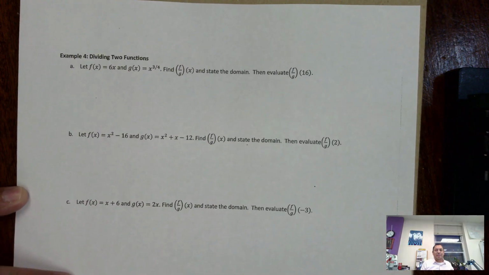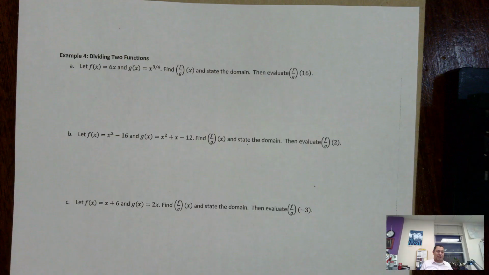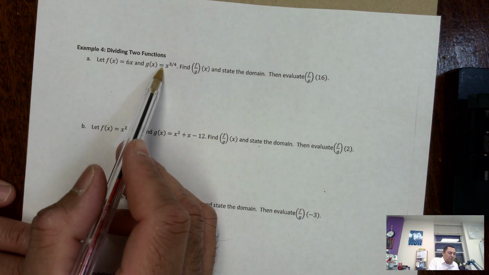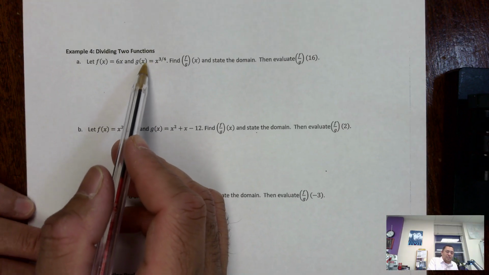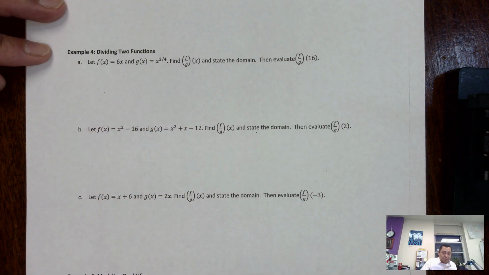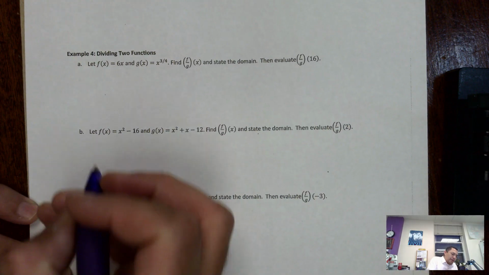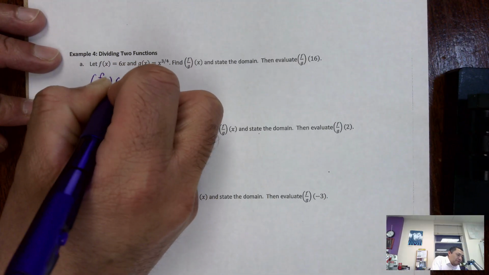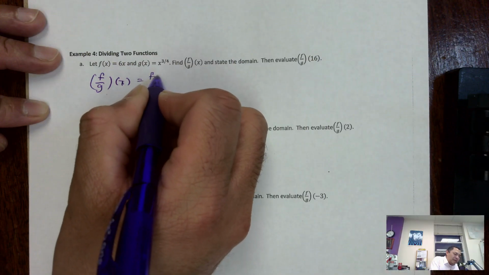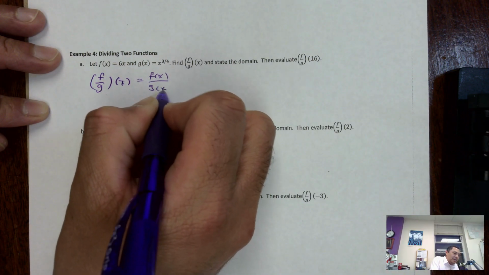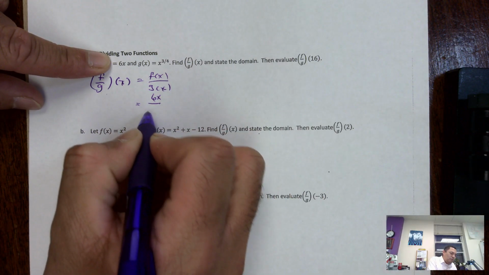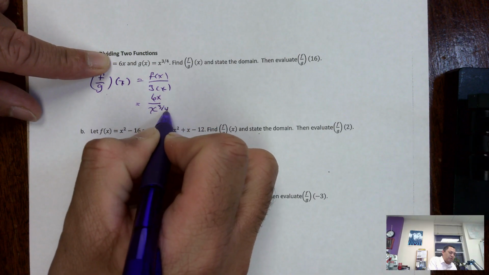Let's move on to example 4. Example 4 is going to be the division of those functions. So now we need to be careful with the denominator. I have f of x equal to 6x, g of x equal to x to the 3/4. So I'm going to do f over g. f over g of x is equal to f of x over g of x. So this is equal to 6x over x to the 3/4.